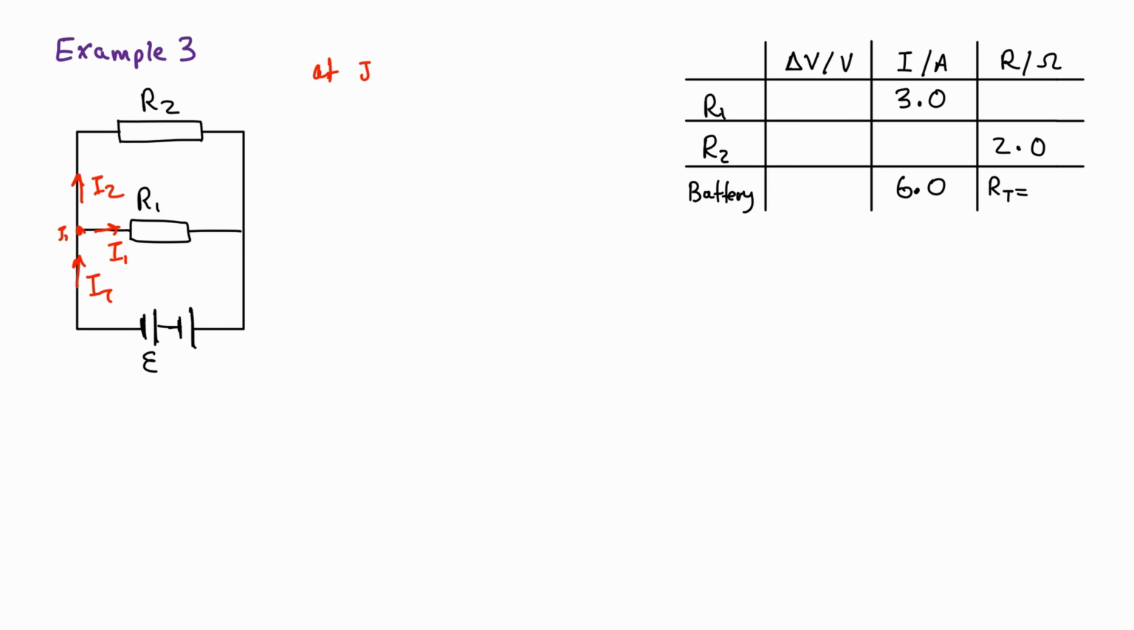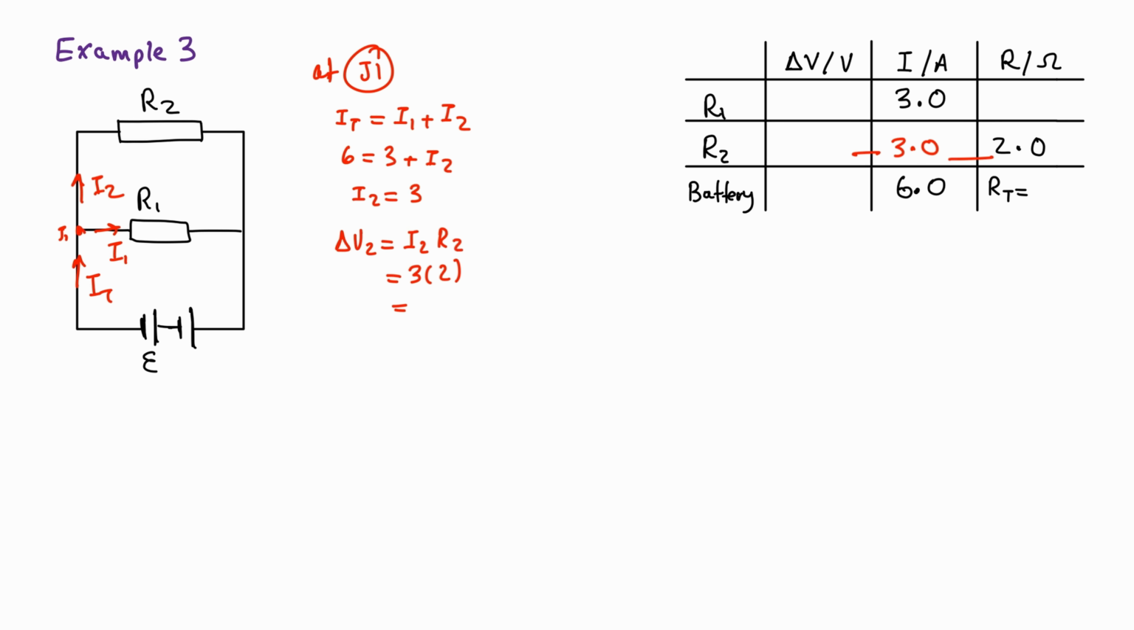So at junction 1, IT, what's going in is equal to what's going out. IT is the battery, 6, I1 is 3, I2 is the missing one. I'll subtract both sides by 3 to get 3 amps here. Now I have two pieces of information. I can find the third one, so delta V2, our potential difference across 2 will equal I2 R2, which is equal to 3 times 2, which is 6.